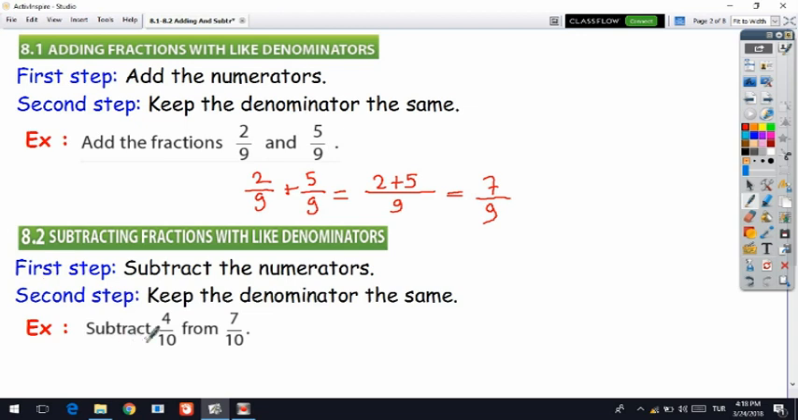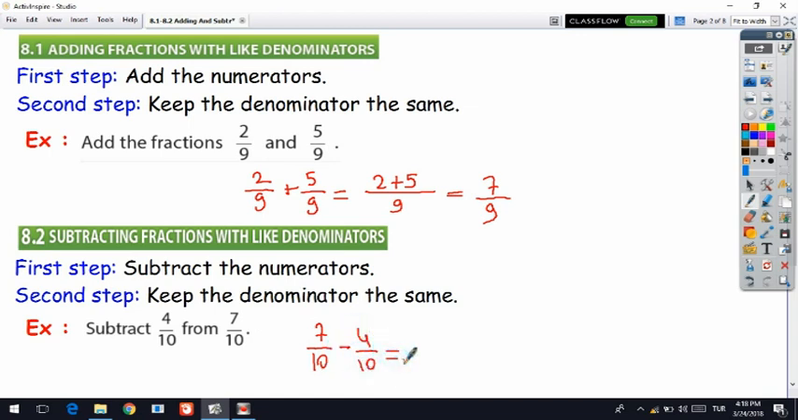Everybody, first of all, subtract 4 over 10 from 7 over 10. If it says from, the fraction that comes after is the one we subtract, and 7 over 10 is bigger than the other one. Because of that, you write 7 over 10 first, and then 4 over 10.